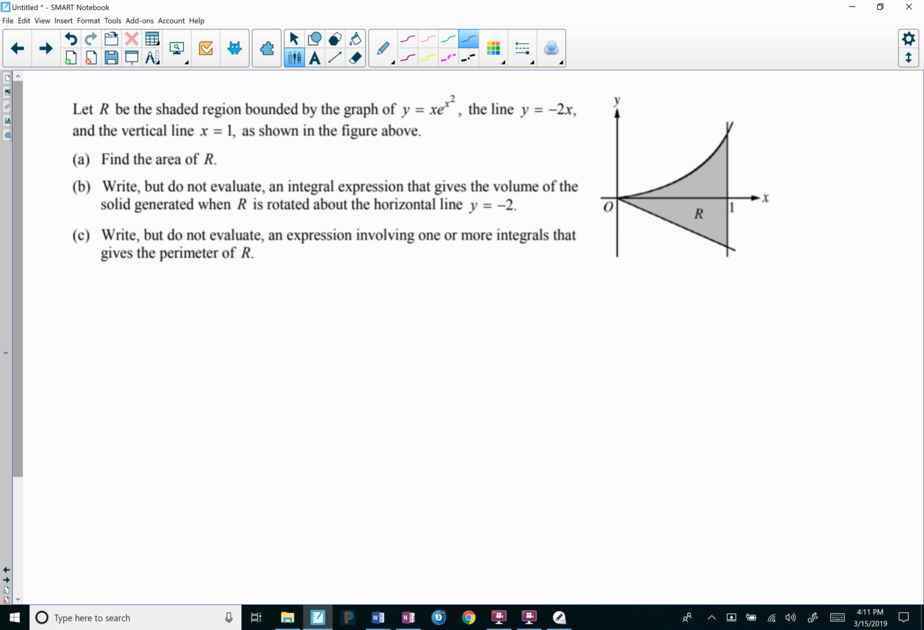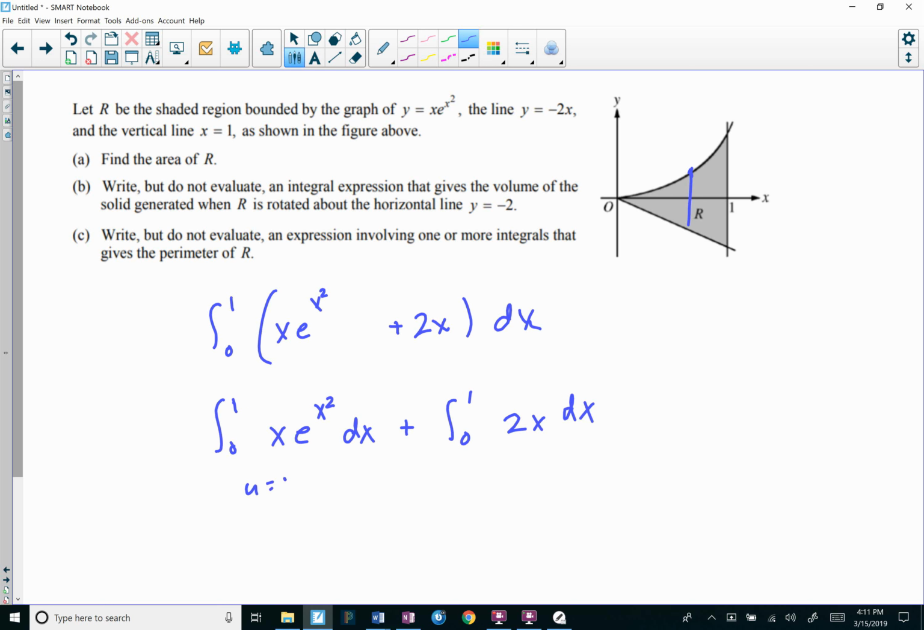Well, area is top minus bottom, and we're going from 0 to 1. So it's x e to the x squared dx minus a negative, so it's plus 2x. Oops, don't put the dx in just yet. I'm going to in a minute. Top minus bottom. I kind of started to do it there, but I didn't want to lose you. We do need two different integrals because this first one needs substitution, but the second one does not. So that's why we need to split them up.